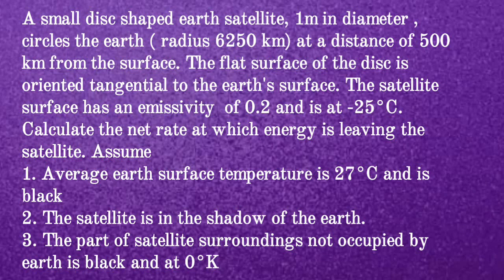The satellite surface has an emissivity of 0.2 and is at minus 25 degrees Celsius. Calculate the net rate at which energy is leaving the satellite. Assume that first, average Earth surface temperature is 27 degrees Celsius and is black. Second, satellite is in the shadow of the Earth. Third, the part of satellite surroundings not occupied by the Earth is black and at 0 degree Kelvin.